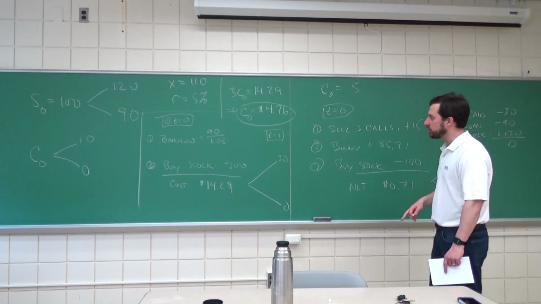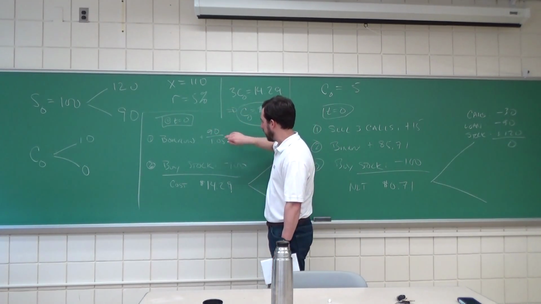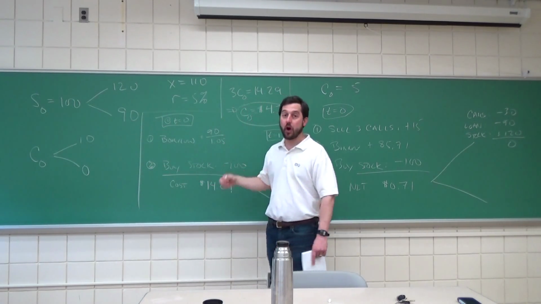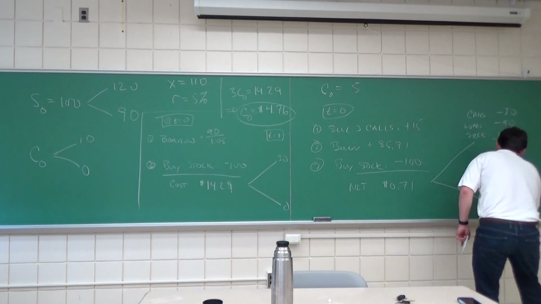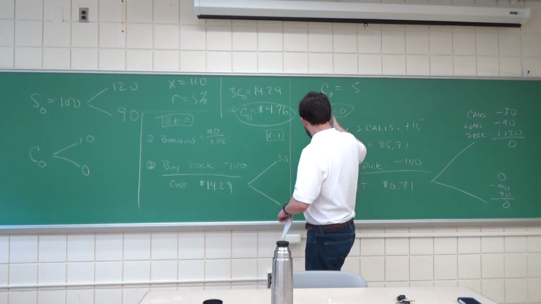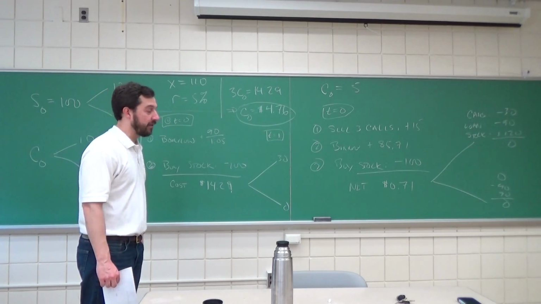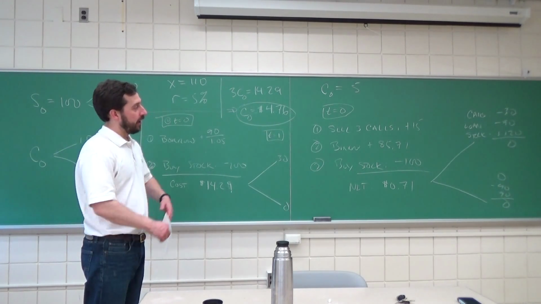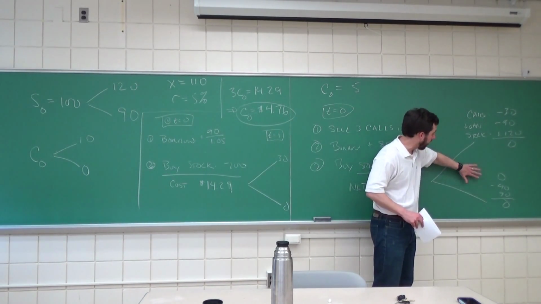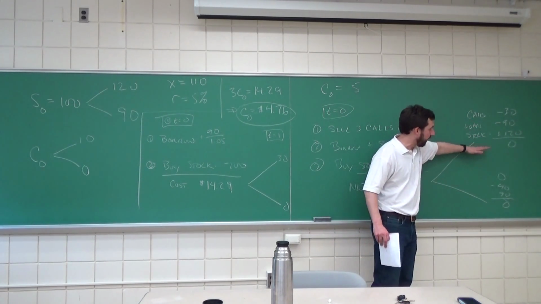In the low state, the calls are going to be worth 0. The stock is worth 90, and we're going to owe 90. So this is 0, negative 90, 90, 0. So here's our arbitrage. We trade in such a way that at time 0 we net 71 cents, and at time 1, no matter what state of the world, we have no probability of loss, right? Our cash flow is 0 at time 1. Again, these are the 2 states of the world. So no matter what happens, my cash flows are 0.